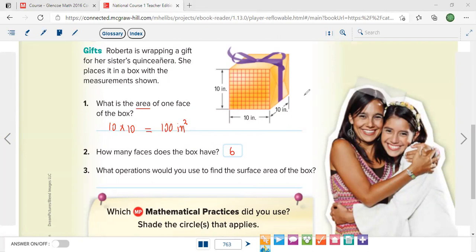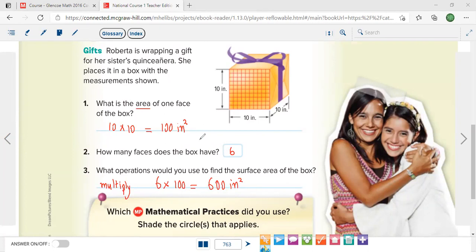Surface area of the box means all faces. So multiply 6 faces times the area of one face, which is 100. This will give you 600 inch squared.